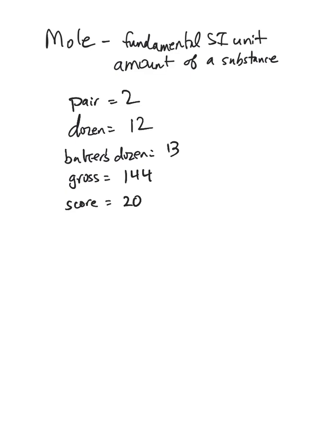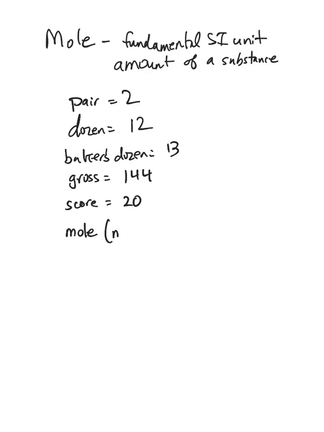Those are all numbers to talk about a group or quantity of objects, and that's fine in this macro world. But when we get down to the atomic world, we're talking about very, very small objects. And so to talk about 2 atoms or a dozen atoms or molecules isn't going to do us any good. What we need is a much larger way of talking about them, and that's the mole.